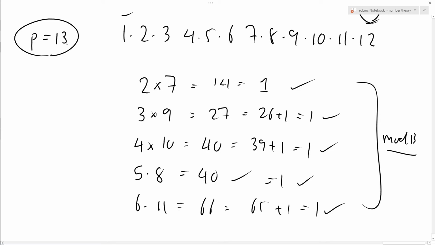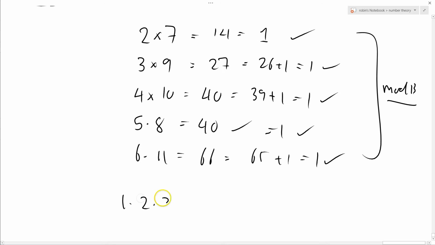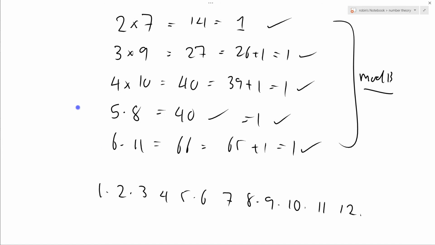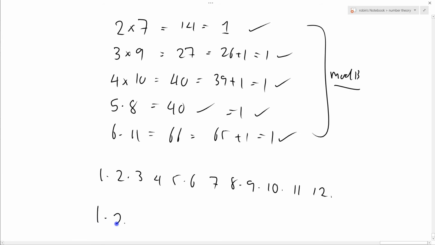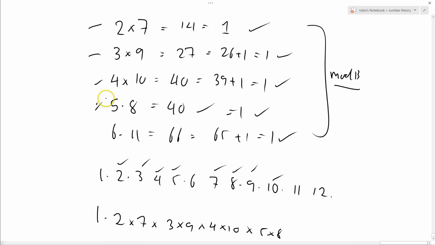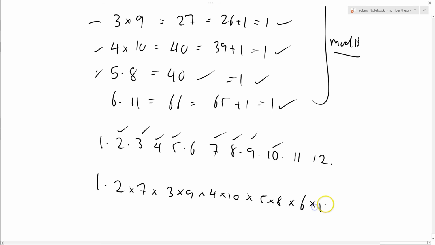So if we look at these numbers here, 1, 2, 3, 4, 5, 6, 7, 8, 9, 10, 11, 12. I just need to write them out in a peculiar order. 1 times 2 times 7 times 3 times 9. See, I'm just reading them off here. This one's 4 times 10, 4 and 10. Done that one, 5 times 8. That's that one and that one. And there's 6 times 11. There's the 11. Where's the 6? There it is. Times 12.